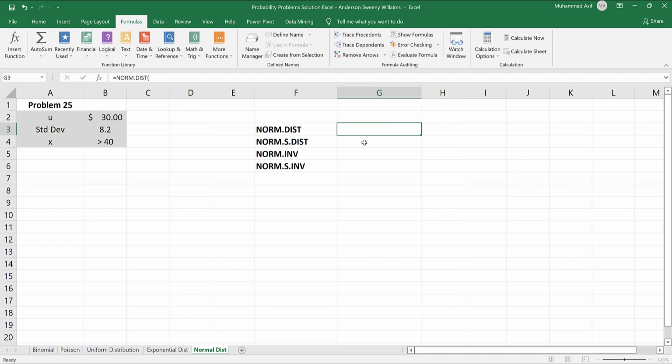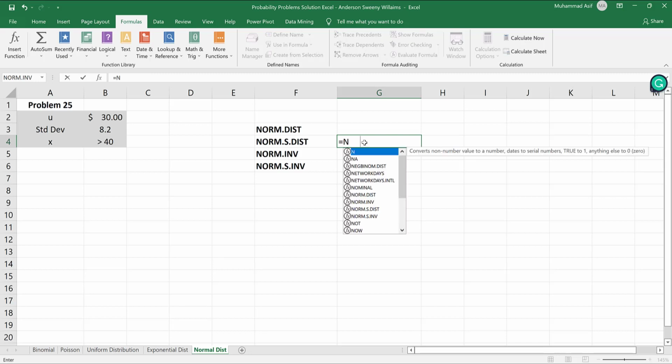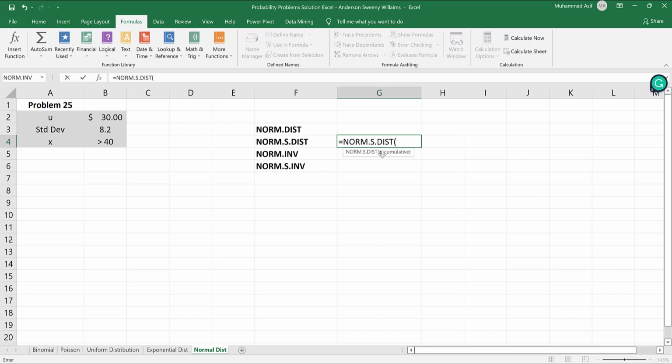And in NORM.S.DIST, norm standard distribution, again we will use it when we have z value and we are interested in probability only. So you see here it asks you to enter z value and cumulative. This is exactly the same thing that we also use manually to find out the value of probability using z value from the tables that are usually given in books as appendix.